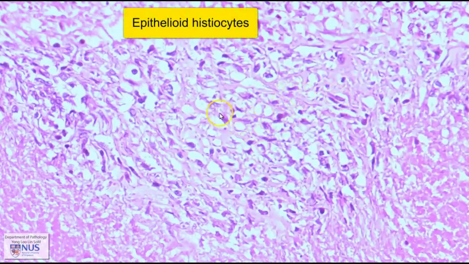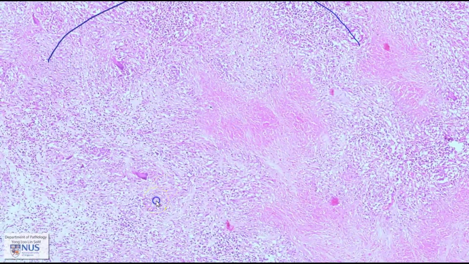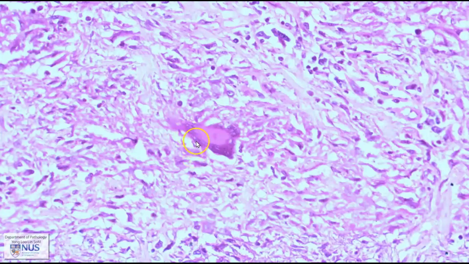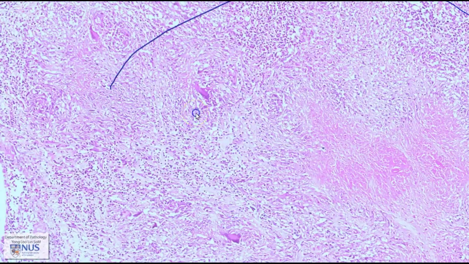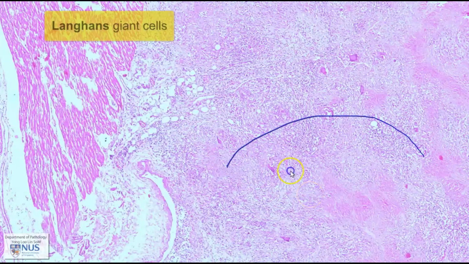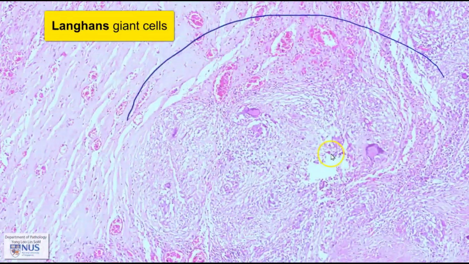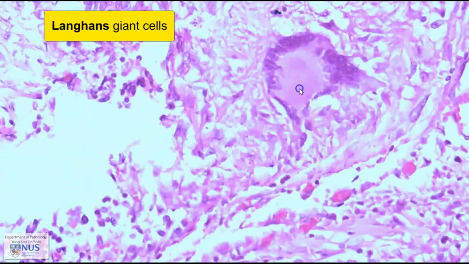These are the epithelioid histiocytes that form the granuloma. And we have also some multinucleated giant cells. You can see that the nuclei are arranged in a ring or a horseshoe pattern at the periphery of the multinucleated giant cell. These are known as Langhans giant cells, and here are some other examples of Langhans giant cells.